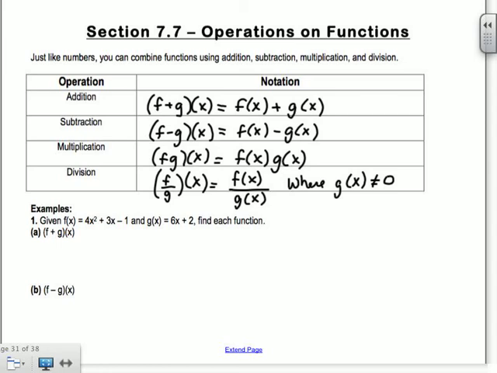Okay, so these first few should be pretty easy. So number 1 says, given f of x equals 4x squared plus 3x minus 1 and g of x equals 6x plus 2, find each function. So if you're asked to find f plus g in parentheses of x, remember that's just f of x plus g of x. So your f of x function was 4x squared plus 3x minus 1, and your g of x function was 6x plus 2. So you have the two functions, the first one and the second one.